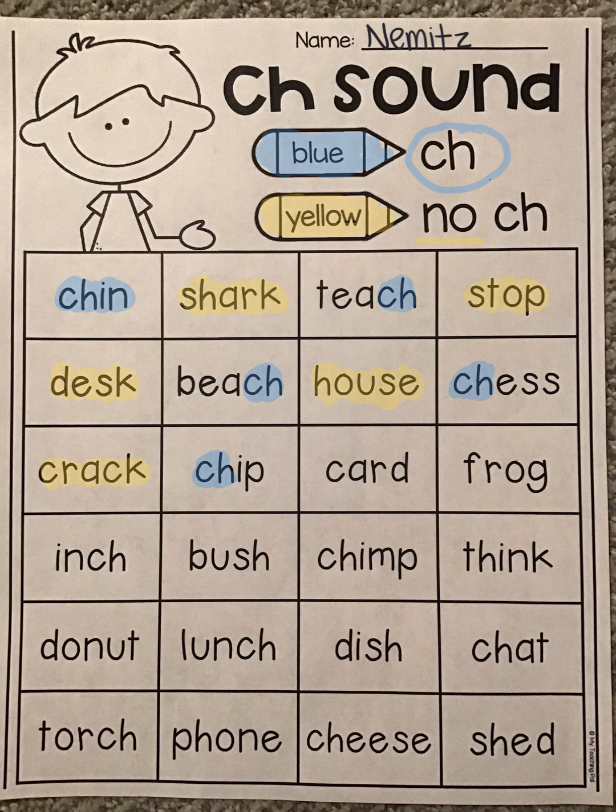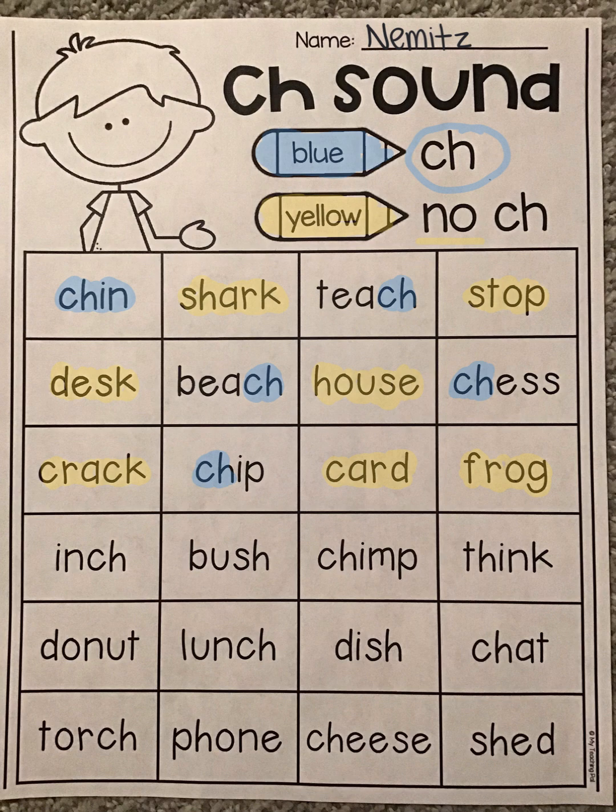Our next word over is the word card. K-R-D. Card. We're going to color that yellow. I bet you already knew that because there is no CH digraph. The next word over is the word frog. F-R-O-G. Frog. Do you hear or see the CH digraph? Nope. So we are going to color it yellow.